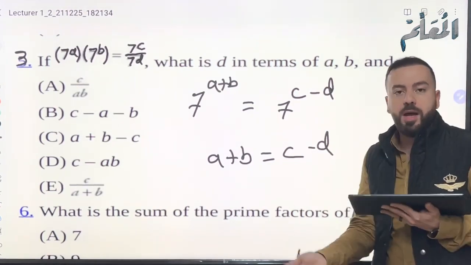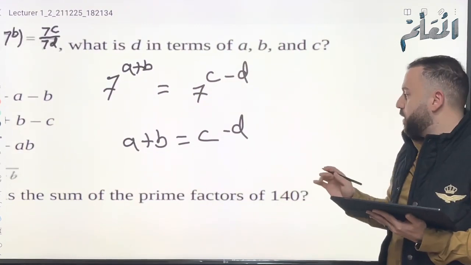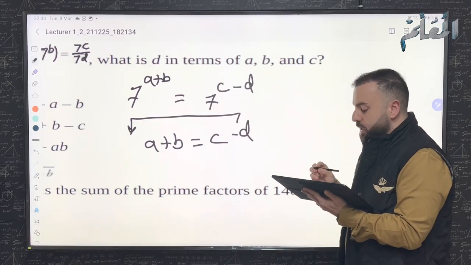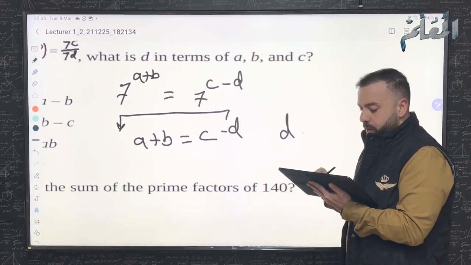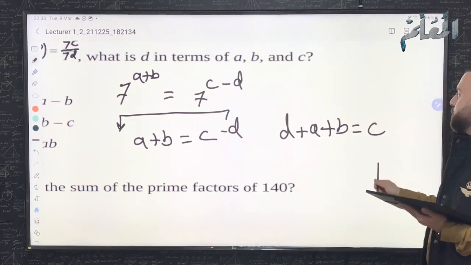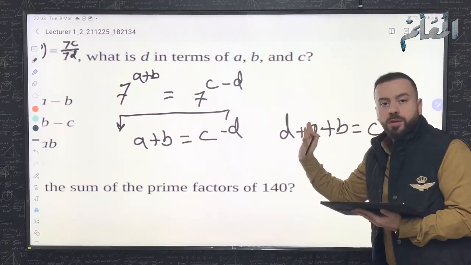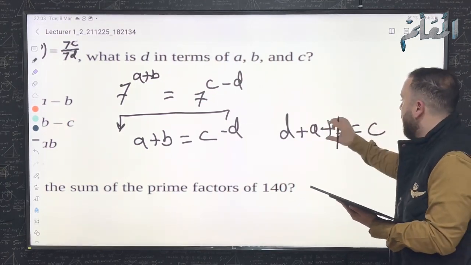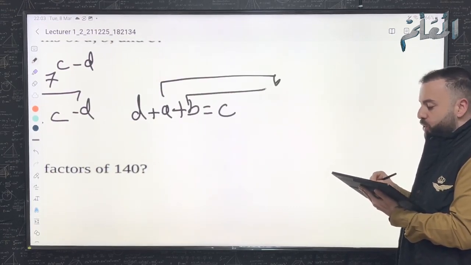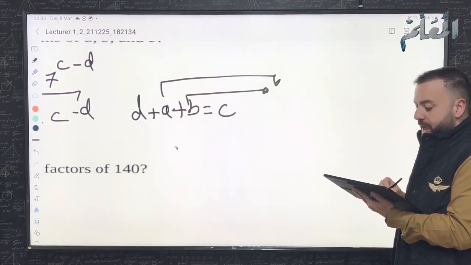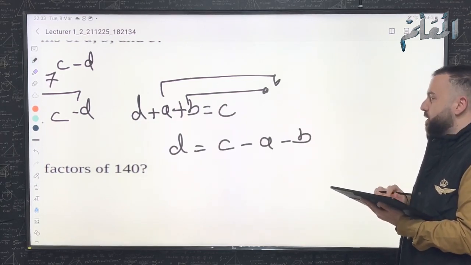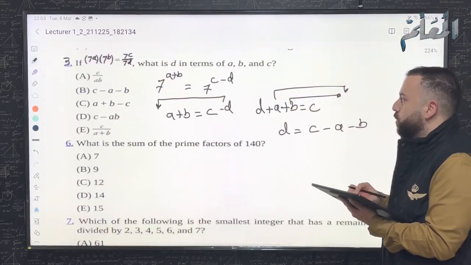You add, subtract. The basic and fastest way is we shift d to the other side, as you can see here. So that's going to be d plus a plus b is equal to c. Then after that, I want to make d alone as the subject. We shift a and we shift b. Then after that, we say that d is equal to c minus a minus b. We change the signs. That's the fastest way we can solve such questions.